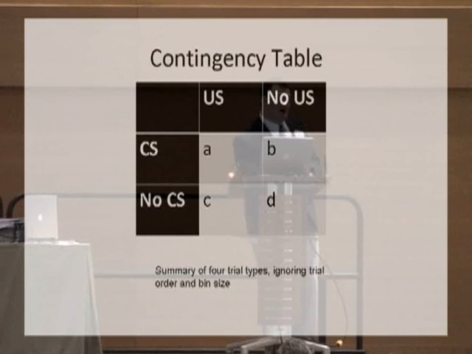CSs can occur or not, and USs may occur or not. And so we have four possibilities. CSs and USs can be paired. The CS can occur without a US. The US can occur without a CS. And in cell D here, both things occur not at all. And so this represents the intertrial interval.